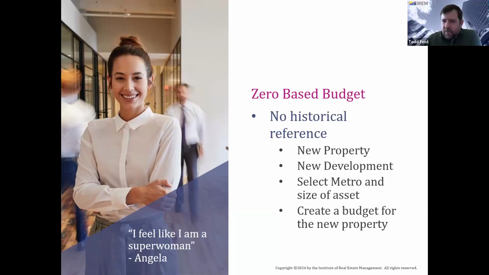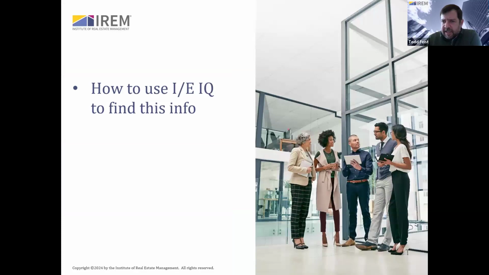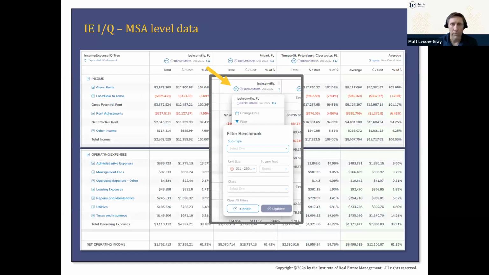Thanks, Angela. And Matt, you were going to tell us how you do this in the IEIQ platform. Yeah, certainly. So, just a visual of what this actually looks like as far as the output. But as Angela mentioned, there are a couple of filters that you'll use to select a market and then the asset class that you're looking for. We cover right now multifamily, office, and industrial. So those are the three asset classes. And again, if the data is available, we'll then display it.